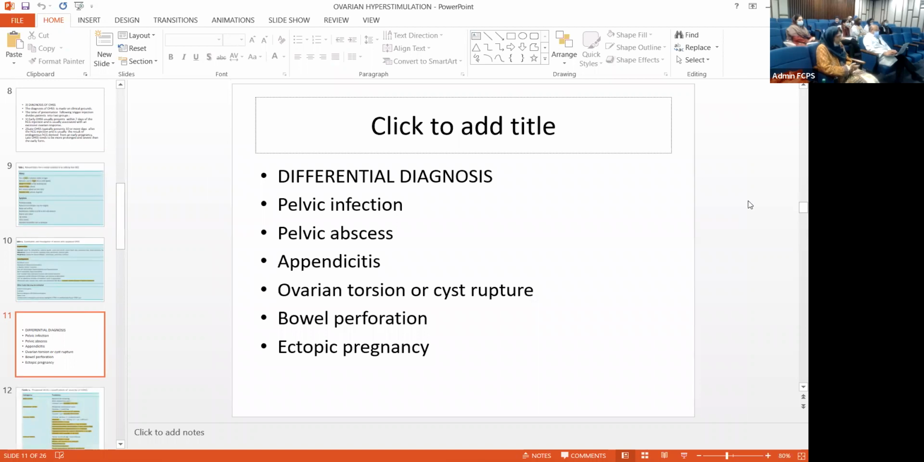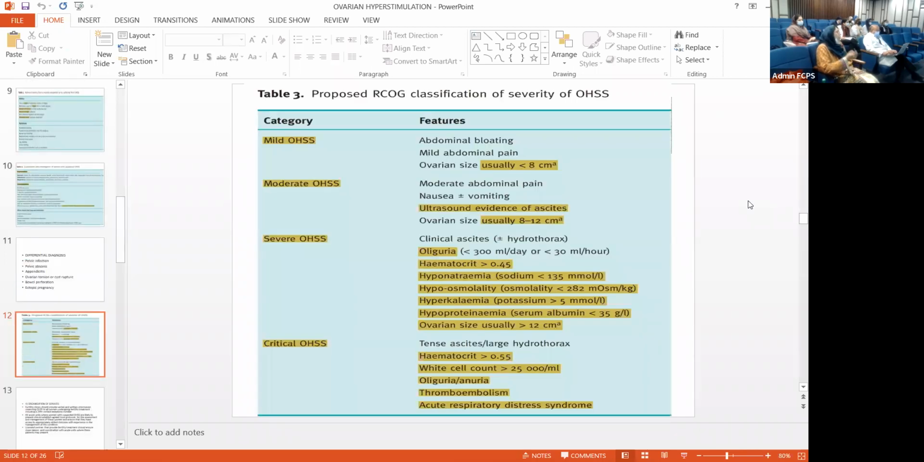Differential diagnosis. These include pelvic infection, pelvic abscess, appendicitis, ovarian torsion or cyst rupture, bowel perforation, or ectopic pregnancy. Okay. Proposed RCOG classification for the severity of OHSS. We can divide OHSS into 4 types. These are mild, moderate, severe, and critical OHSS.